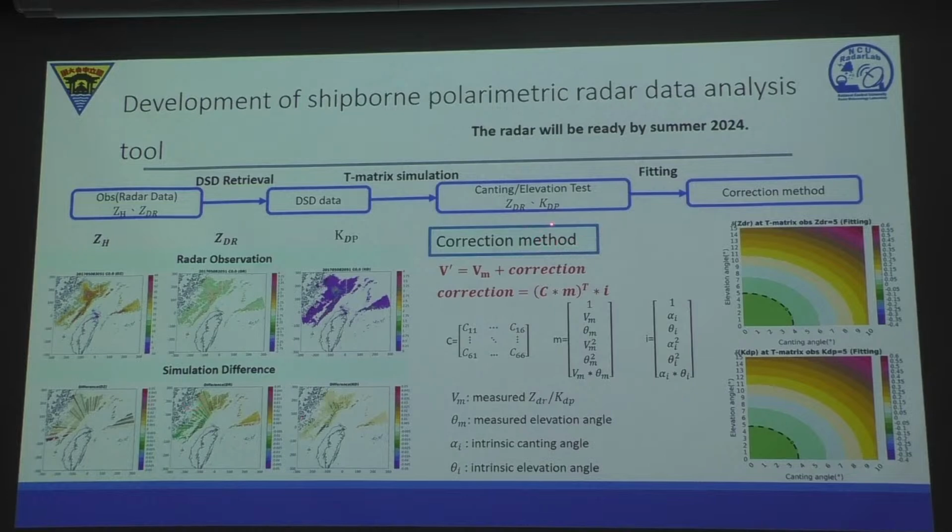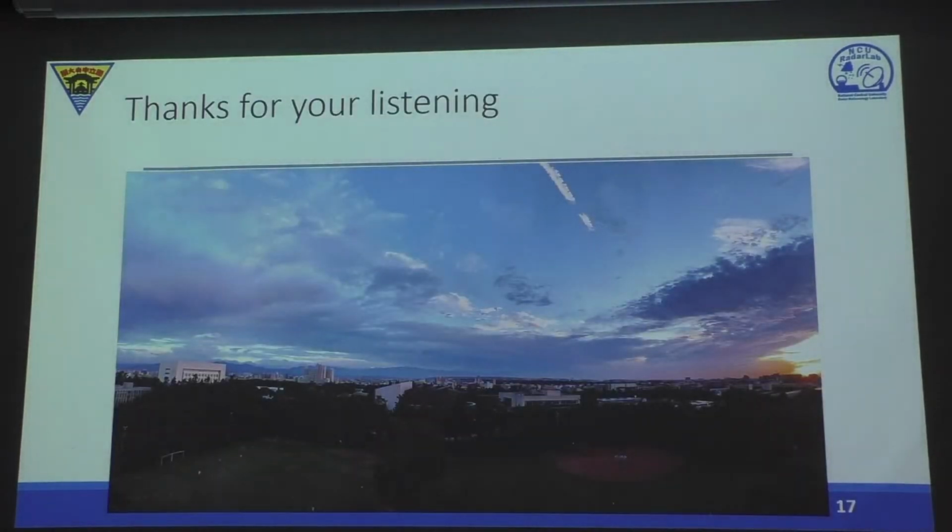What we perform here is, in the future, we will need to input your current measurement of ZDR and KDP, your current measurement of elevation angle and canting angle, and your desired correction elevation angle. With these four variables, we will be able to calculate the correction value, and we apply this correction value back. That's about my research. Thank you.